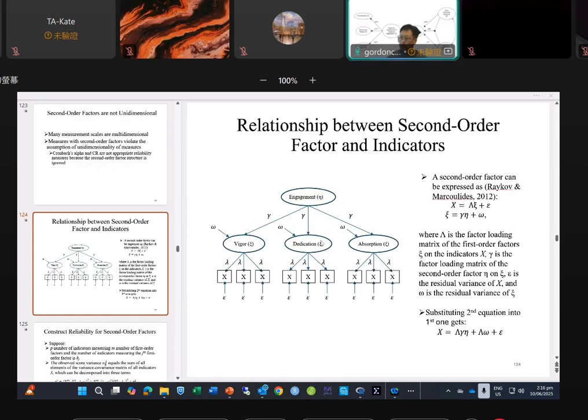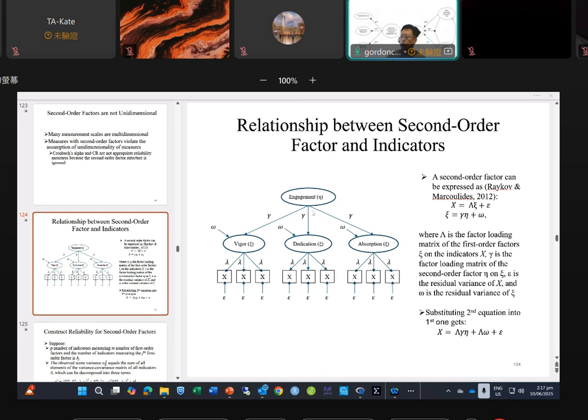Here is an example of a higher order construct called engagement. We know that engagement has three dimensions: rigor, dedication, and absorption. Okay? And each dimension is measured by three items. This is not unidimensional. This is called multidimensional. So this is one explanation of unidimensionality.